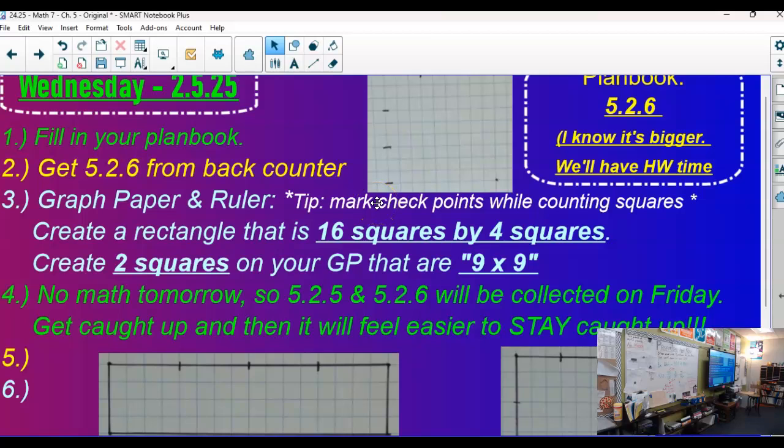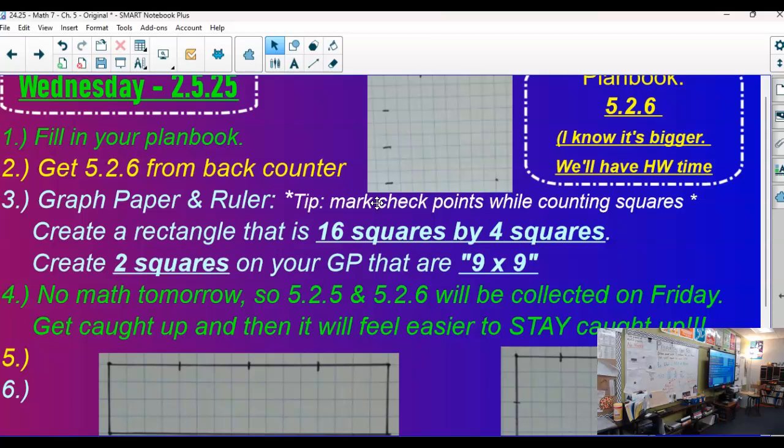So we're making one 16 by 4 rectangle. And then two 9 by 9s. Guys, this is a skill, being able to draw and use a ruler and make straight lines. Quit slowing down your friends who don't have their squares yet. So why did we cross that out? Was it not 16 or what?